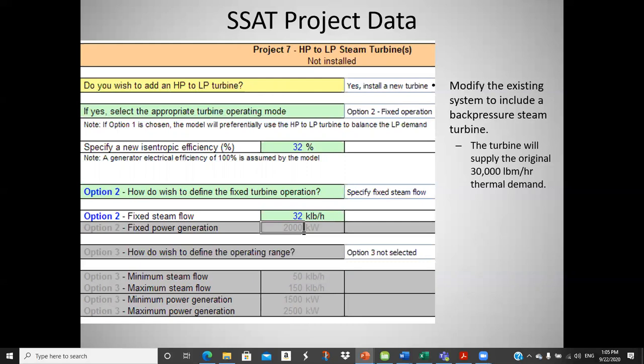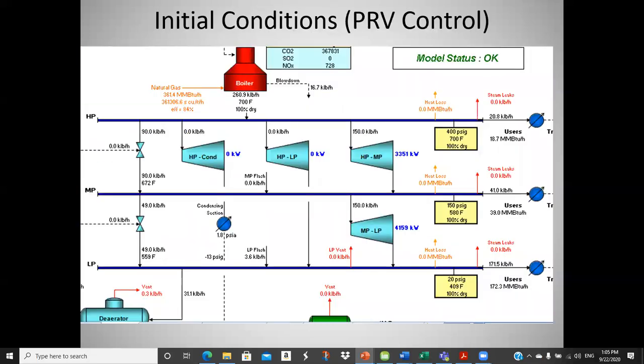So notice I'm at 32,000, whereas when I started this thing, I was at 30,000. See, that's that extra 2,000 pounds an hour because I'm pulling energy out of the steam. I have to supply more steam to get the same energy. Okay, so this is what SSAT looked like. This is with the PRV control.